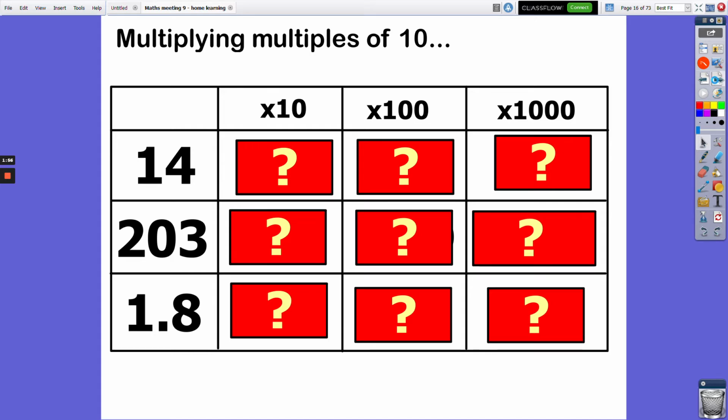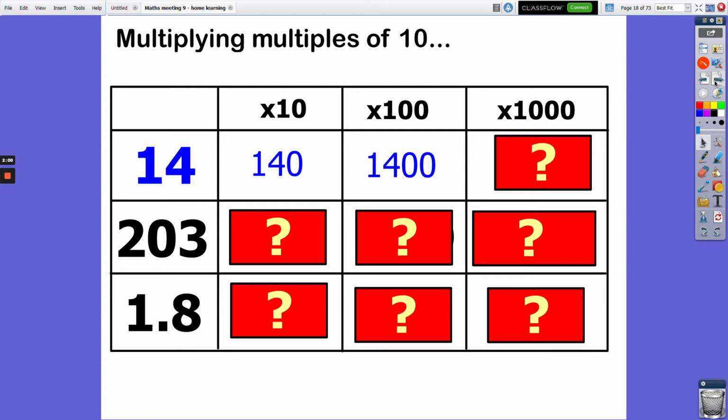14 multiplied by 10 equals 140. 14 multiplied by 100 is 1,400, and 14 times 1,000 is 14,000. Notice each time our 14 has moved 1 column, has moved 2 columns, has moved 3 columns.